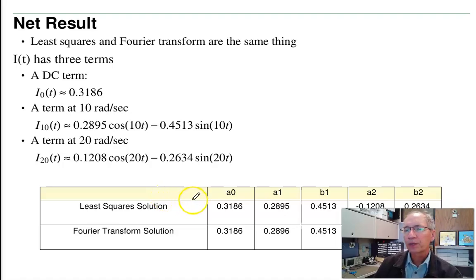So Fourier transform is no different than least squares curve fitting. All I'm doing is I've got a periodic signal, I'm doing a curve fit. I just choose my basis to be sine waves and cosine waves. If I do that, I'll get the same answers I do with Fourier transform. The advantage of Fourier transform is this is actually a more efficient way of doing it. Same answer though.